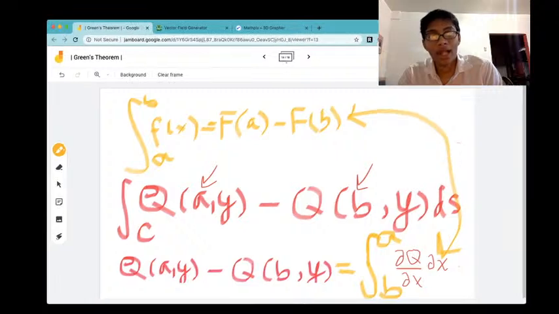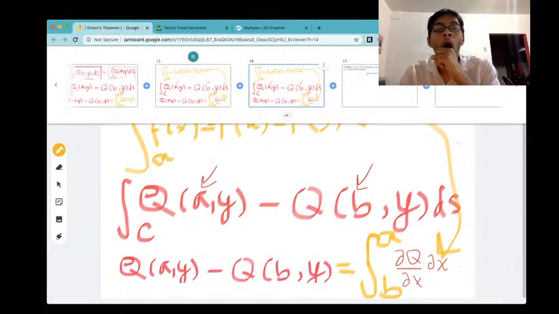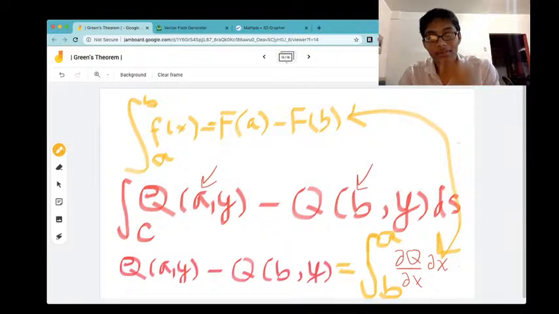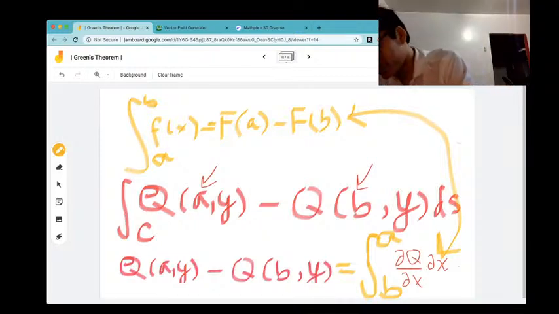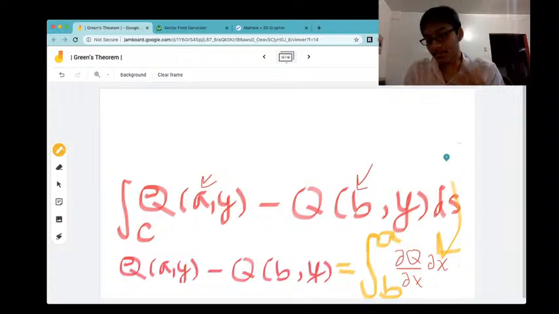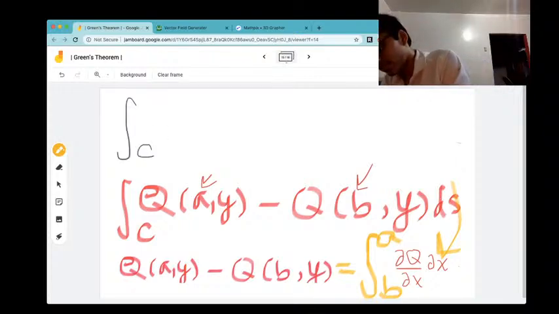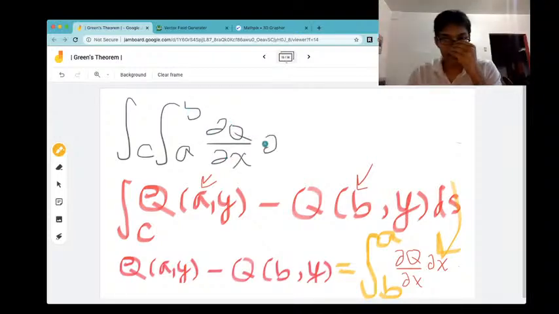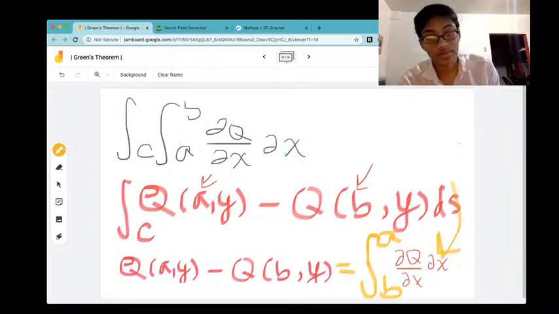Is this the duplicated slide? Now what I'm going to do is substitute what we just got back in. Let's erase all of this. Now what I'm going to write is quite simply the integral on the curve C from A to B of partial q partial x partial x. That's our first part, right?